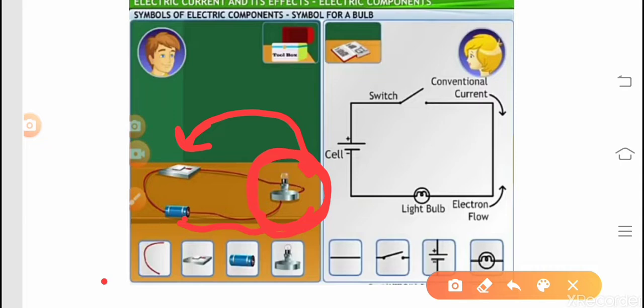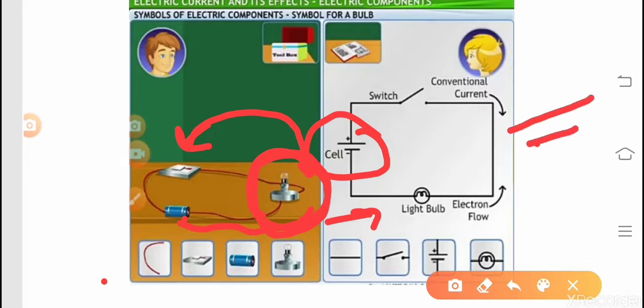So how to draw this in a diagram? Let's see. We can represent the cell like this. As we discussed yesterday also, we represent the cell with a positive and negative line, and the longer line represents the positive terminal and the shorter line represents the negative terminal. And then here you can see the cell, we have drawn the cell here.